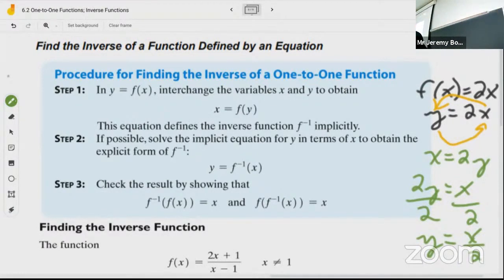And then the last thing we're going to do is, instead of writing y, we're going to give our function a name, and we're going to say f inverse is equal to x over 2. If you recall earlier, we did that one. I said it was 1/2 x. That's the same thing as x over 2. Any questions on that?